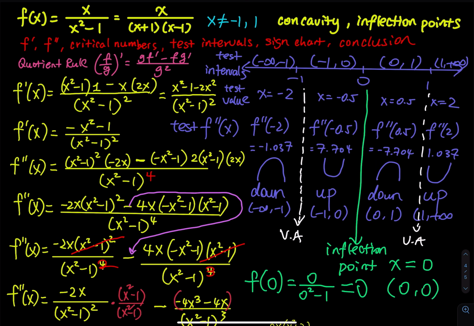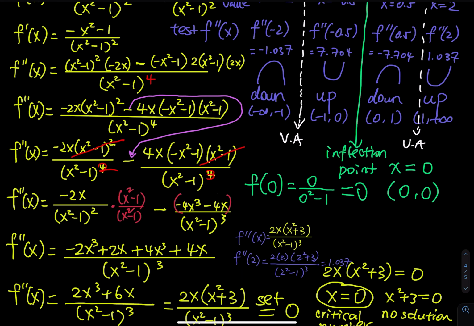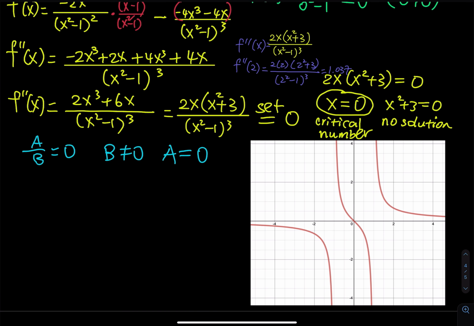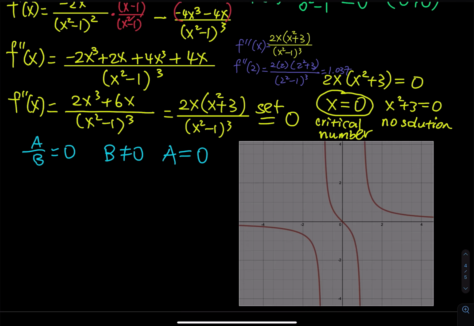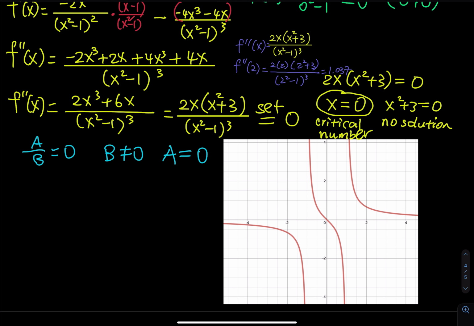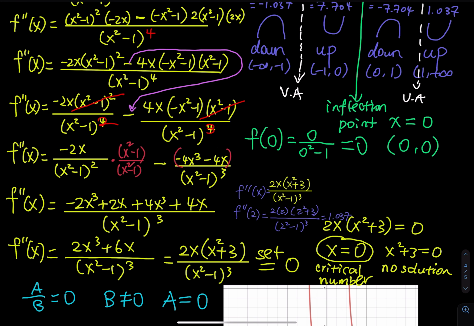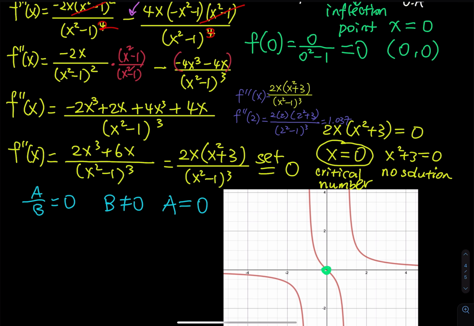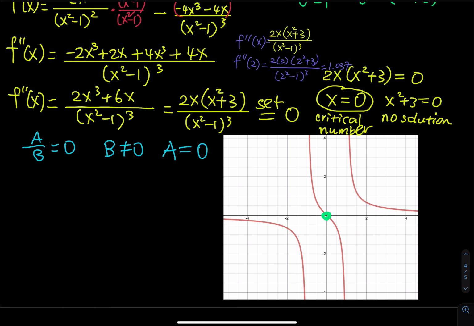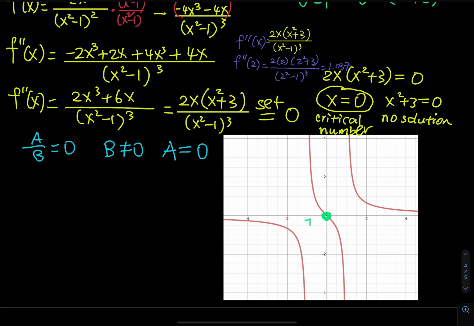Okay, so overall, let's take a look at the graph. So we have 0, 0 as the inflection point. That makes sense. So 0, 0, that is my inflection point. And then what do we have? We have down, up, down, up. So from negative infinity to negative 1, so this is negative 1, this is concave down. And then this is concave up. And then this is concave down. And then this is where the up and down changes.